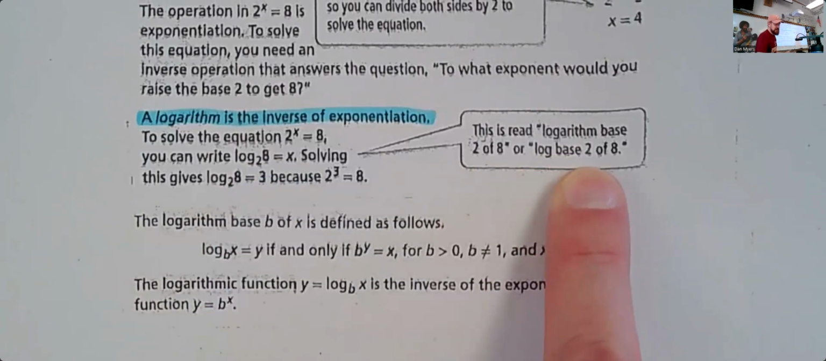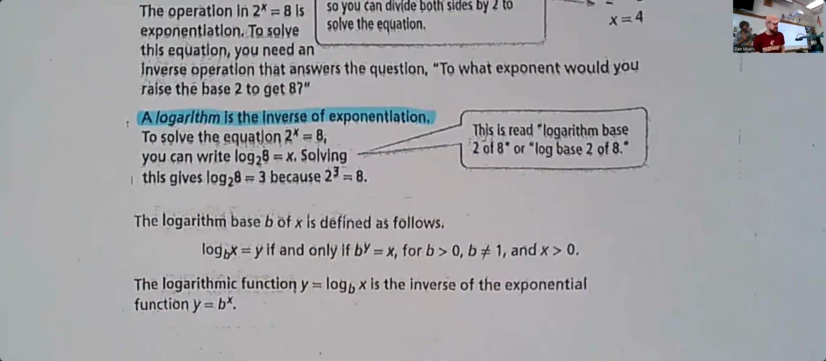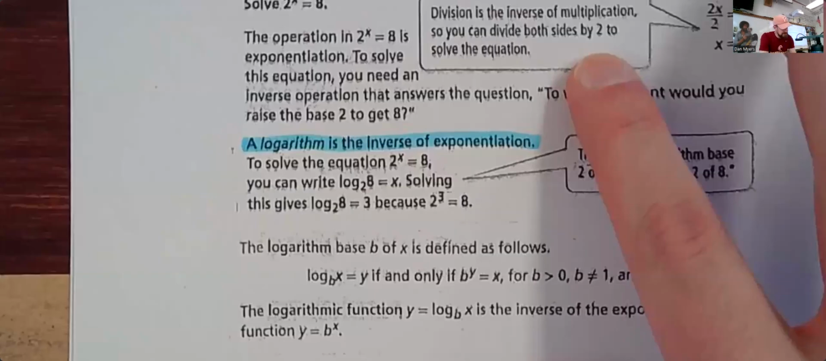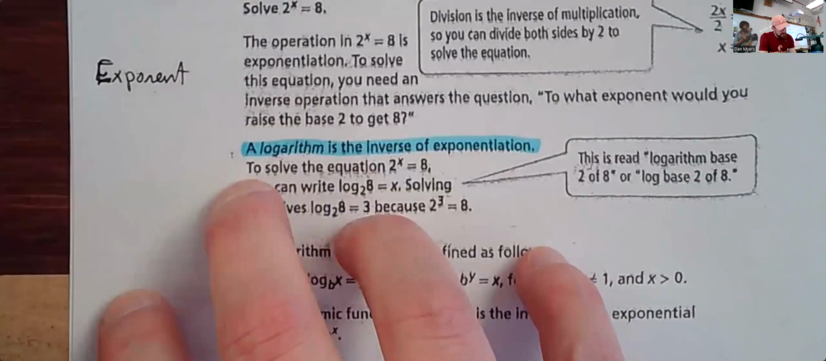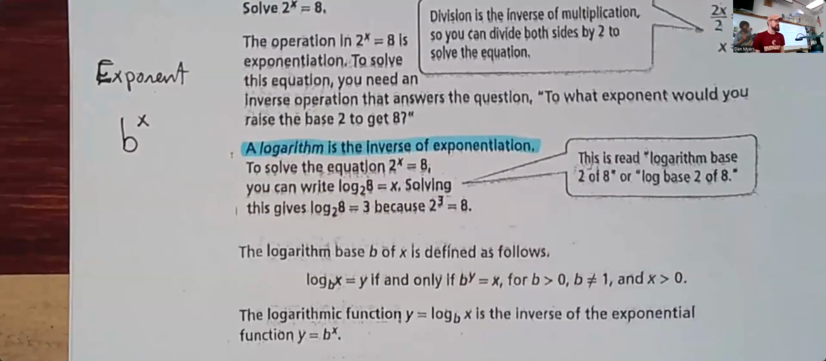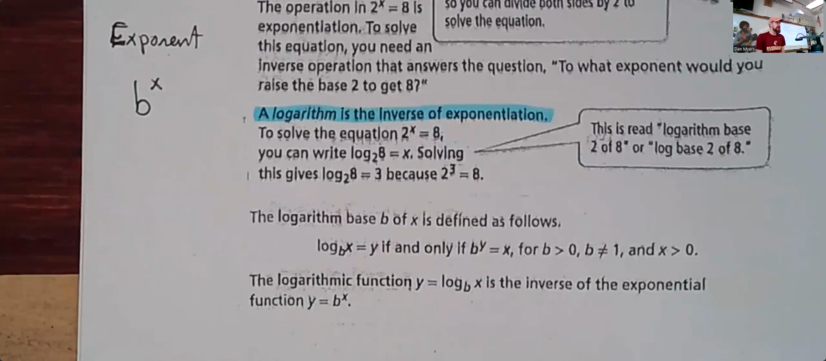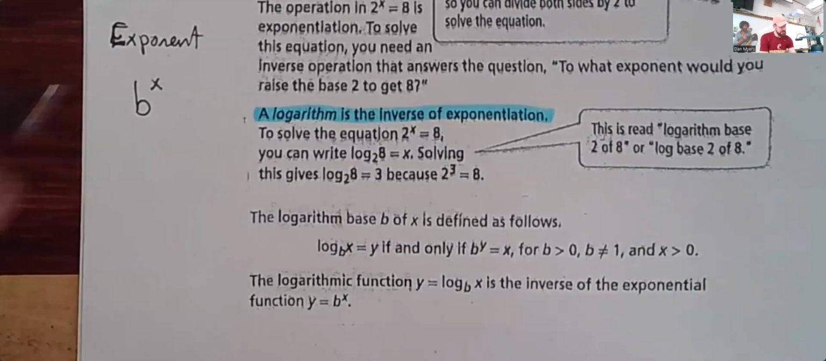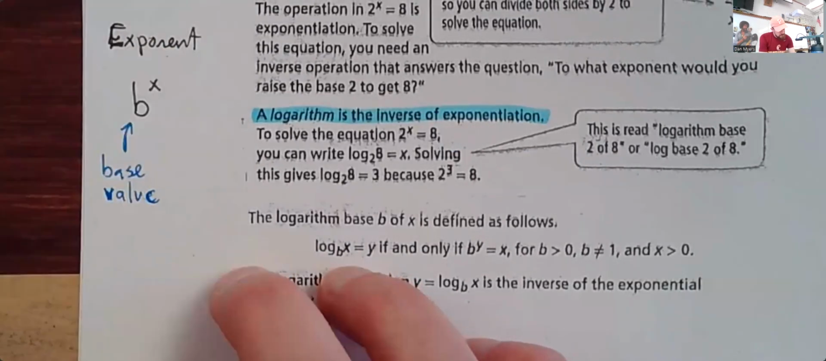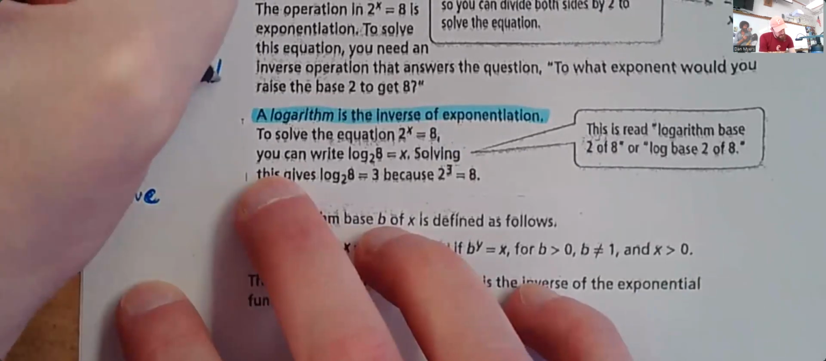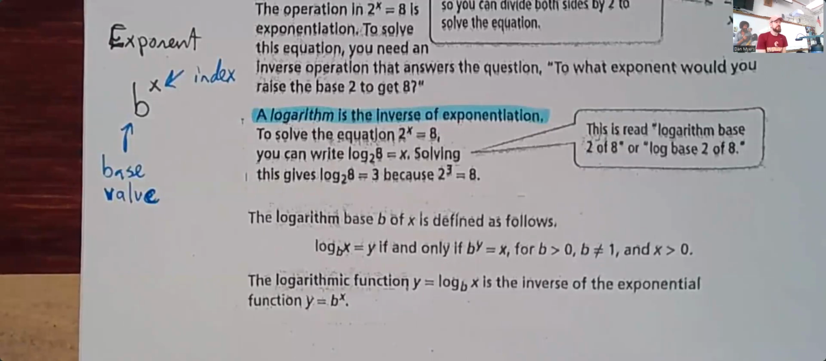Now, if you think about exponents, exponents have a base value and an index. So I'm just going to write this off to the side here. Exponent. Let's use what we've been using, b and x. b has been a growth factor or a decay factor, but in terms of the name of it in an exponent, b is the base value. And then x is the index. So an exponent is made up of 2 things, a base value and an index.